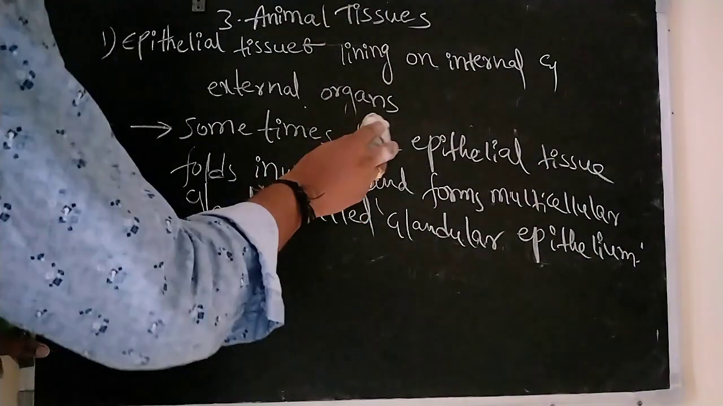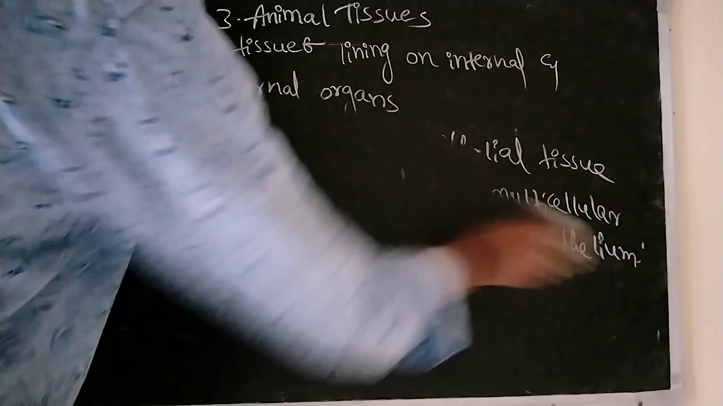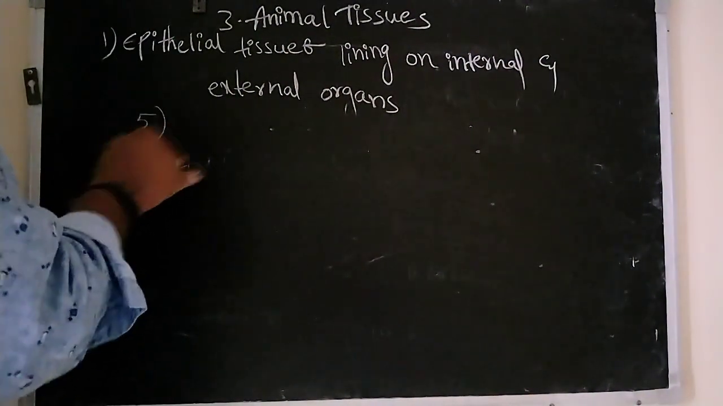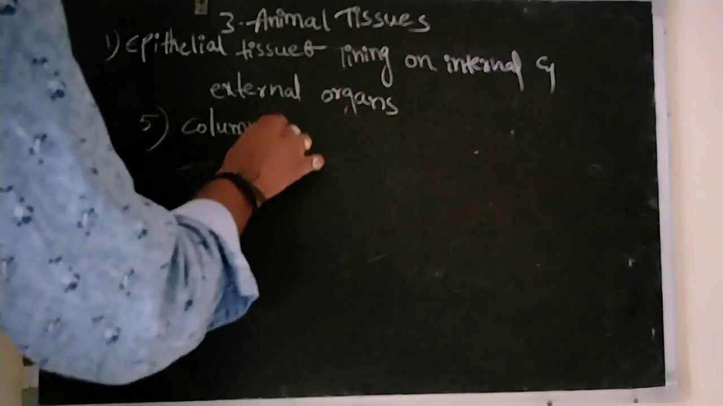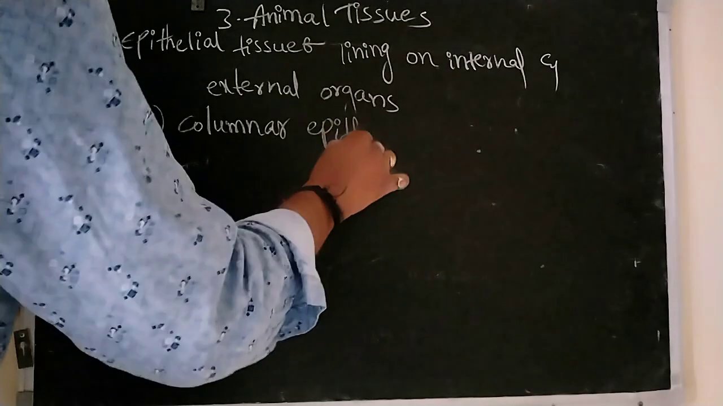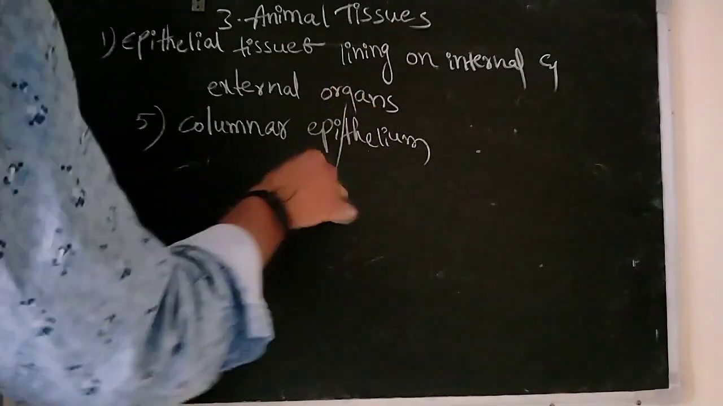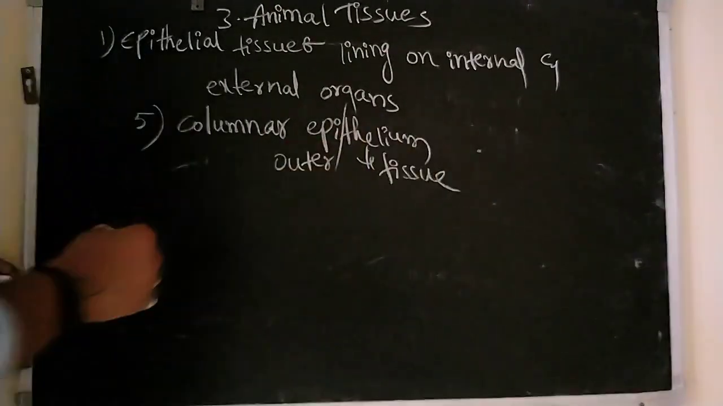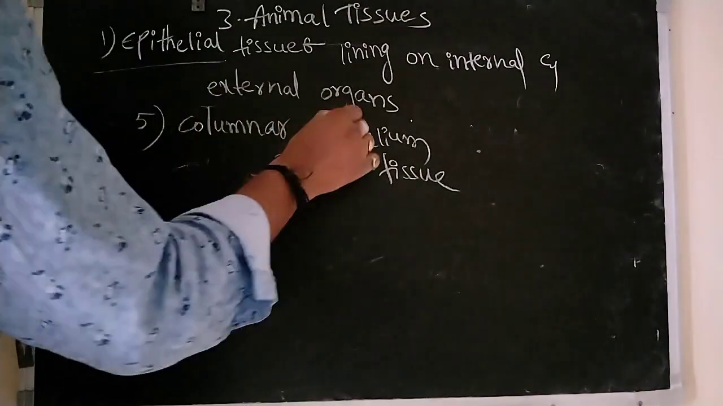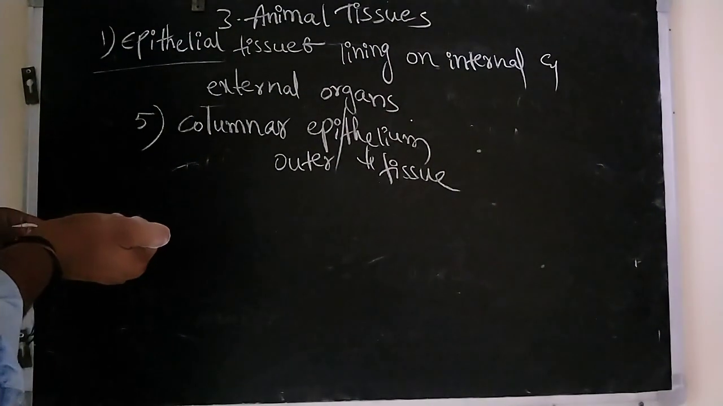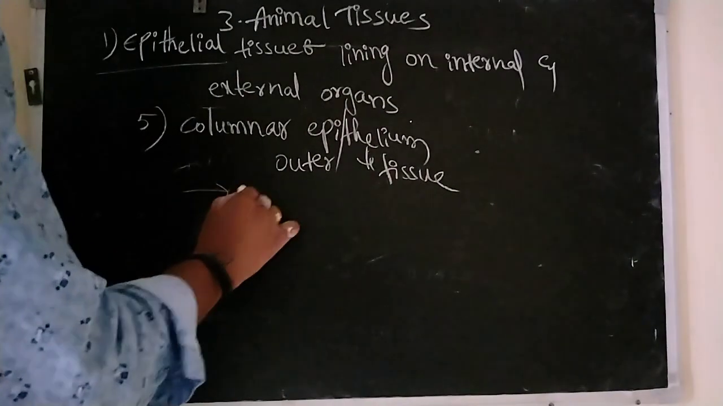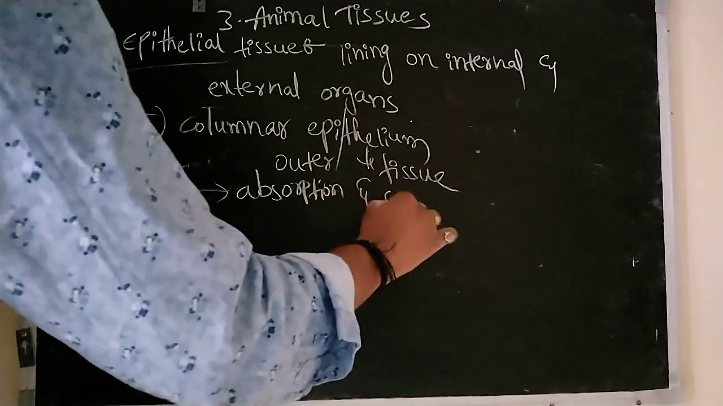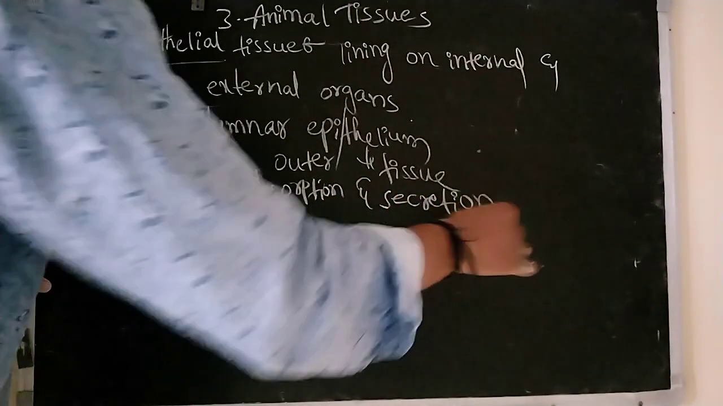Next, fifth one, columnar epithelial tissue. Actually, epi means outer and thelium means tissue. So the tissue that forms lining in internal and external organs is called epithelial tissue. This columnar epithelium is present where absorption and secretion occur.